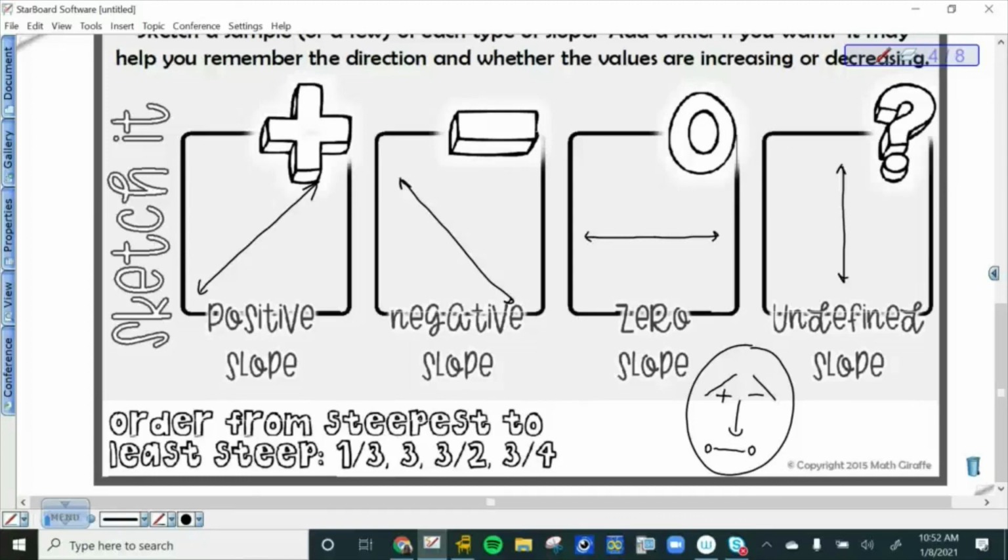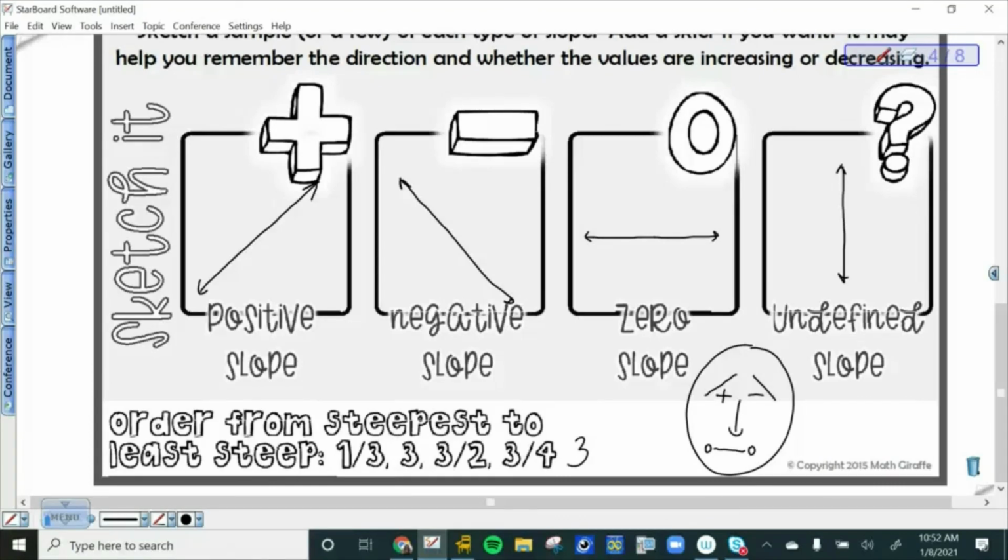Okay, two last things to do. We want to order these from steepest to least steep. Remember, the steepest has the greater absolute value. So what is the steepest slope here? There's 1/3, 3, 3/2, and 3/4. What's the steepest slope? What's the biggest number? 3. I thought that 4 was just 4. Yeah, it's okay. I didn't see it, right?